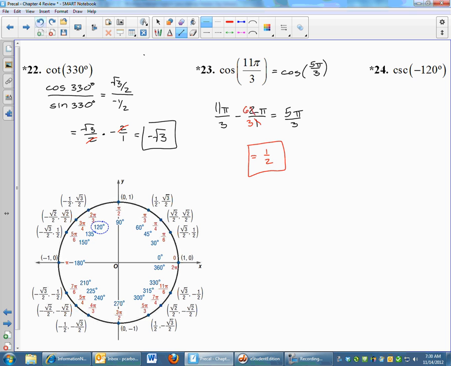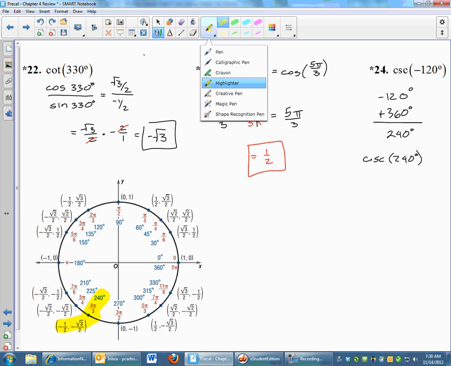The more mathy way of finding the right angle is you could take negative 120 and find a coterminal angle. I want to bring that back into positive angles. We are in degrees, so I'm going to add 360 degrees. You add the whole circle, and 360 minus 120 is 240 degrees. So we are now going to find the cosecant of 240 degrees. 240 degrees is down here, right below the 120, as we said just a second ago.